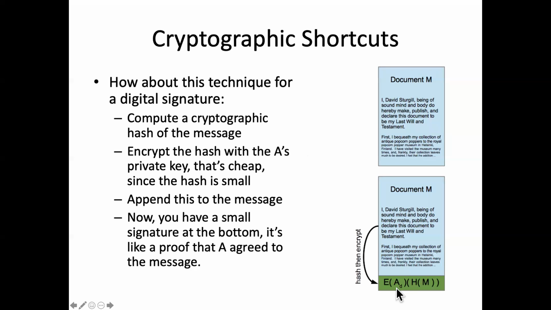And then, like I said, you'll tack that little bit of random looking garbage onto the end of the document. And you can see notationally here, I'm showing the same thing I just talked about. You'll take the document M, you'll cryptographically hash it, and then you'll encrypt the result with your private key. And that's your way of signing the document.